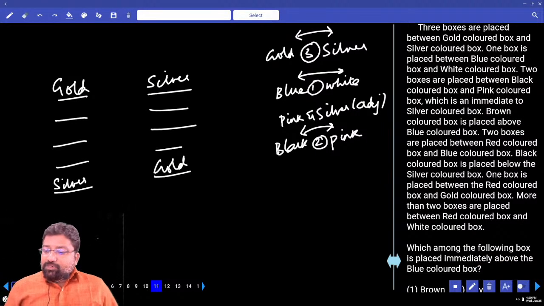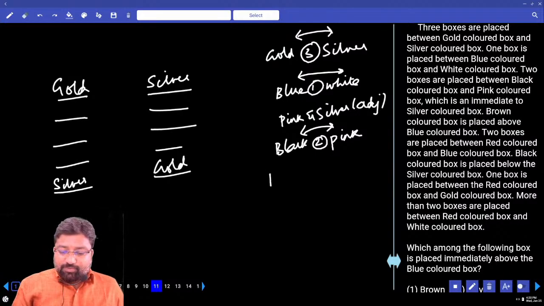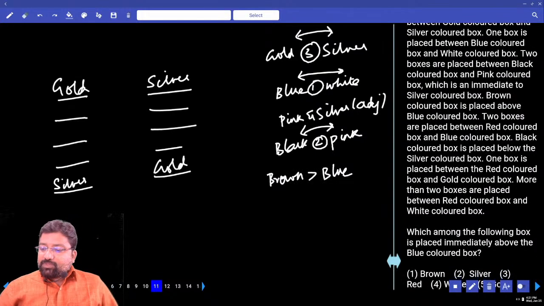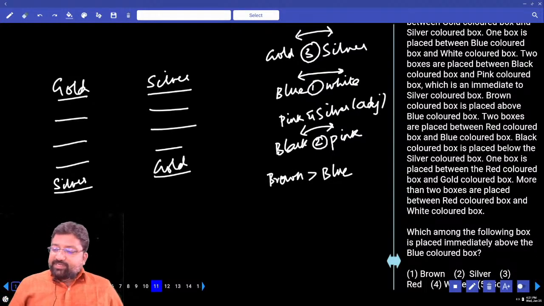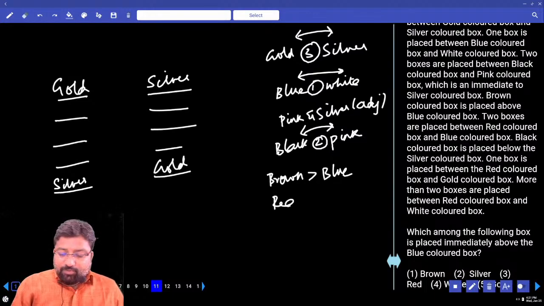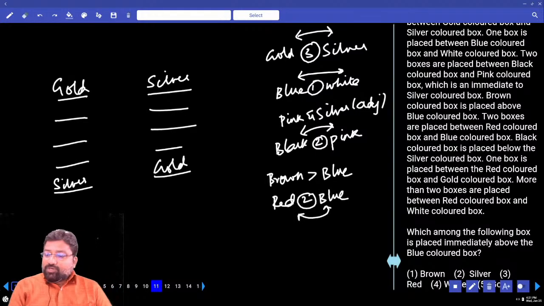Brown color box is placed above blue. Brown is placed above blue. Next, 2 boxes are between red and blue. 2 boxes between red and blue. Next, black color box is placed below silver color box.